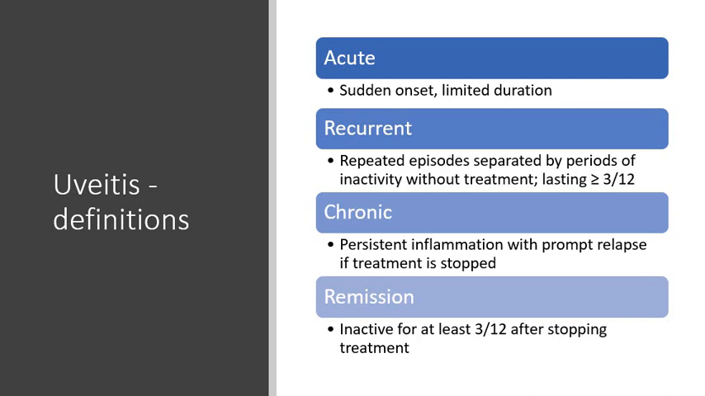So acute uveitis is where the patient has a sudden onset of the inflammation and it's of limited duration. If it's recurrent, they experience repeated episodes, and so it kind of flares up and then stops. So it's active and then inactive, and this can often last more than 3 months. And then chronic uveitis is a persistent inflammation with prompt relapses if treatment is stopped. And then if it's in remission, it's been inactive for at least 3 months after stopping treatment.